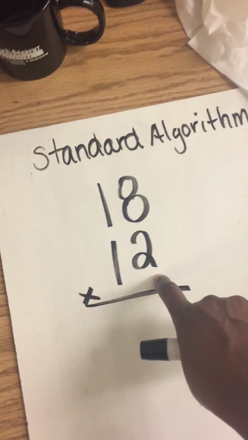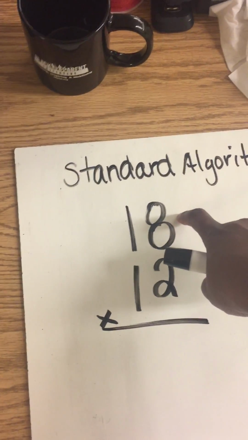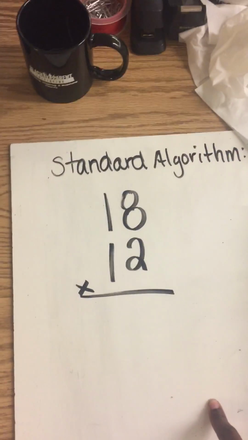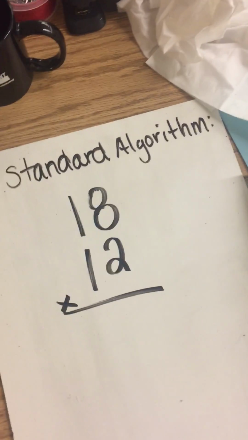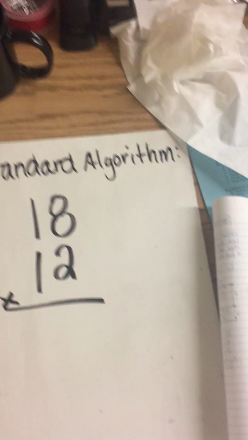Because if we only had one digit in the ones place, we wouldn't want to write the 2 on top of 18. We'd want to write the 18 on top of 2, right? So that's just a rule of thumb in dealing with two-digit multiplication. Just write the larger number on top of the smaller number.